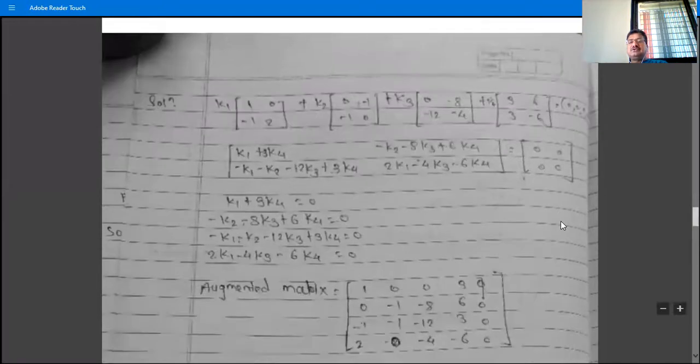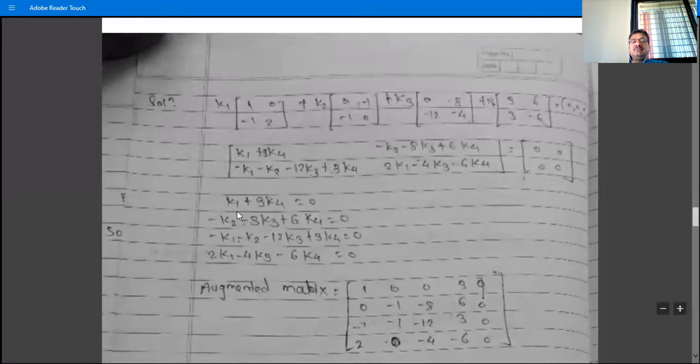And then add these four matrices. So we have K1 plus 3K4, then -K2 -8K3 plus 6K4, and then similarly we have the element -K1 -K2 -12K3 plus 3K4, and then 2K1 -4K3 -6K4 is equal to 0 0 0 0.